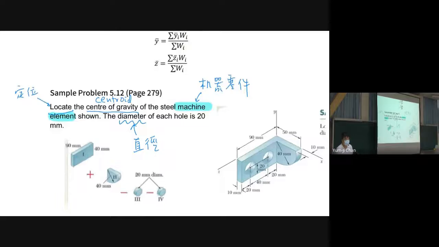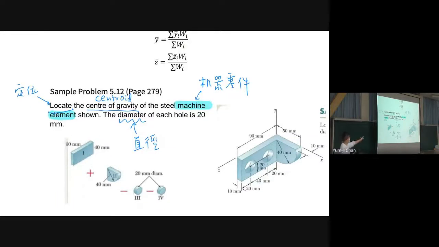Now, the thing we need to determine is this one. And if the figure is not clear enough, let me draw it like this. And it should be, if we look at the part from this side, it should look like this. If we look at the problem from this side, it looks like this.